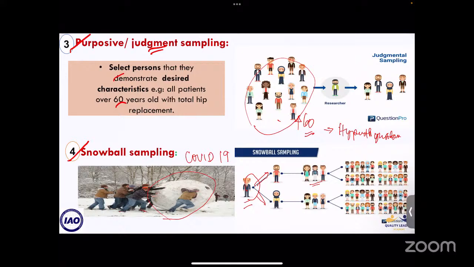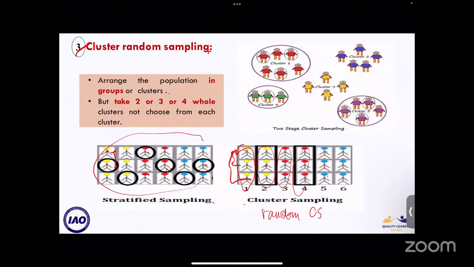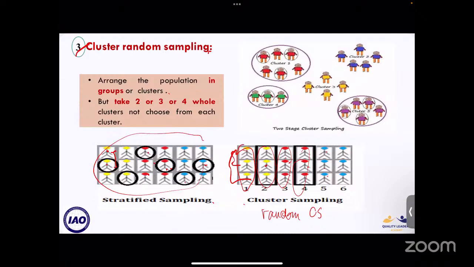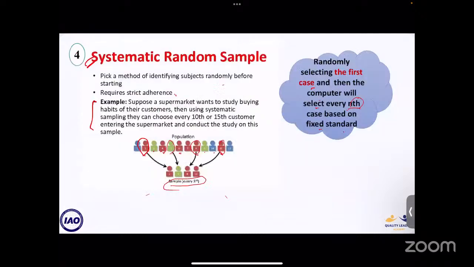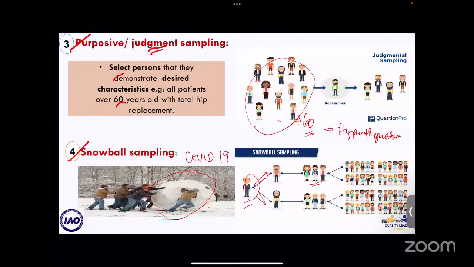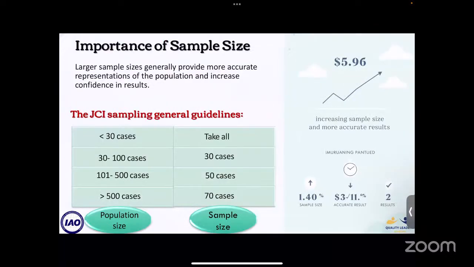So in summary, there are two types of sampling. We have the probability sampling, which is composed of the simple random sampling, stratified random sampling, cluster random sampling, and the systematic random sampling. When we say non-probability sampling, we have the convenience sampling, the quota sampling, purposive or judgment sampling, and the snowball sampling. Do you have any questions?